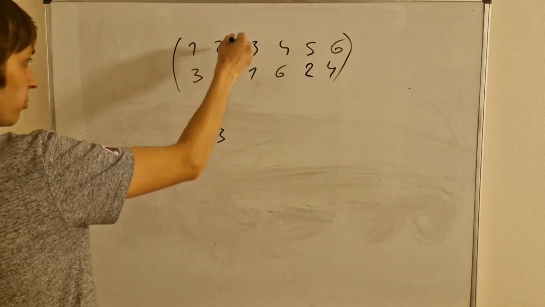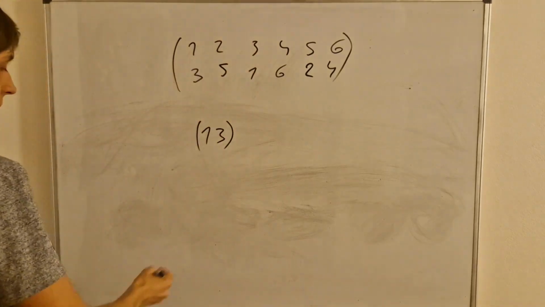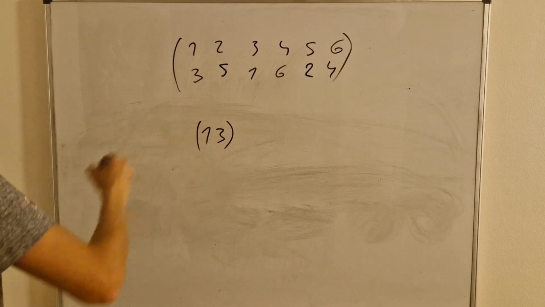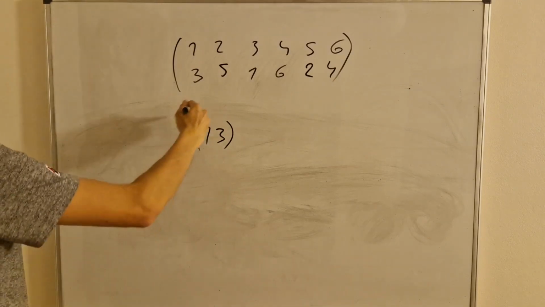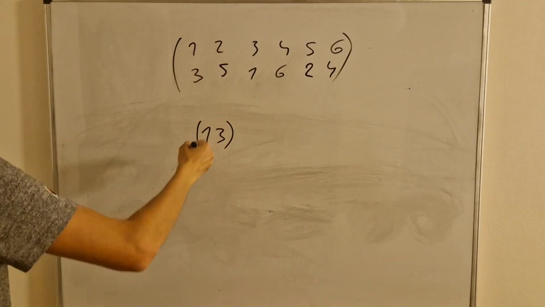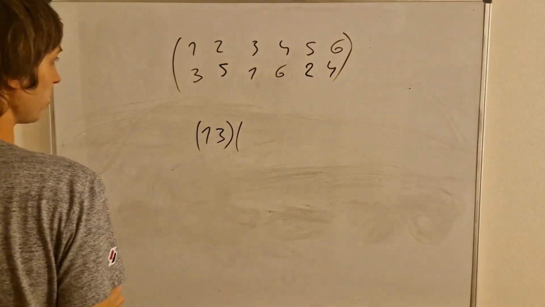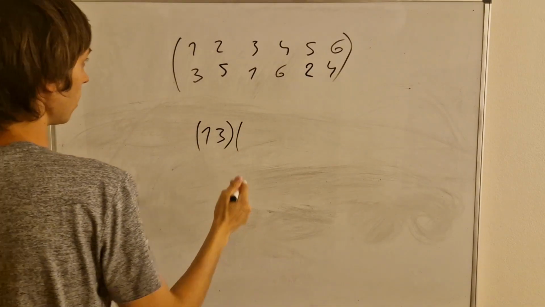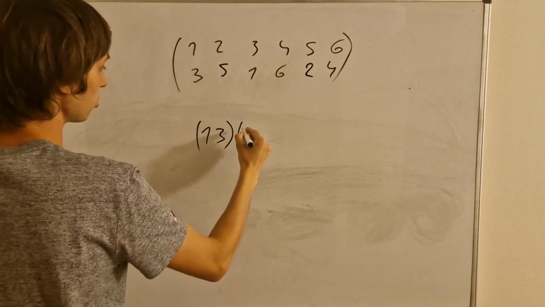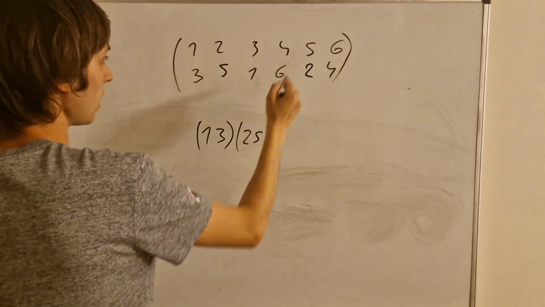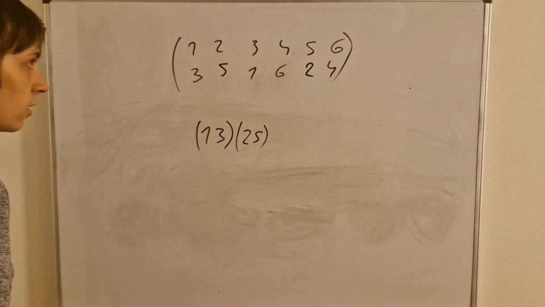So 1 goes to 3, 3 will go back to 1. Therefore, I close the cycle because 3 goes to 1, that information is there. That's where the loop starts. It will just go in this loop. So I will now end this cycle and begin with another number outside of this cycle. So now it's 2, and that goes to 5. So I write that. 5 goes back to 2, so I again have to end the cycle.